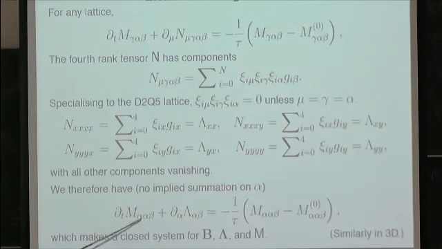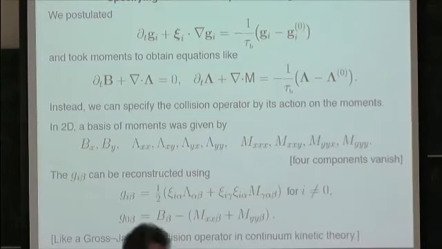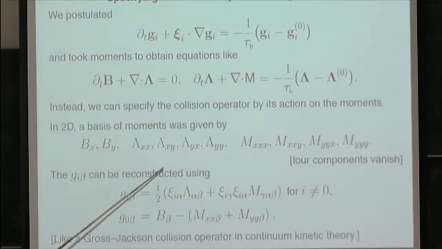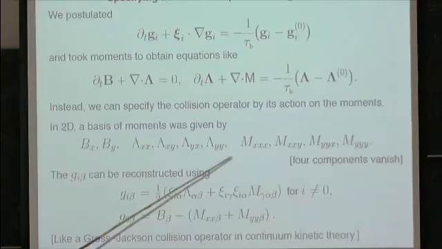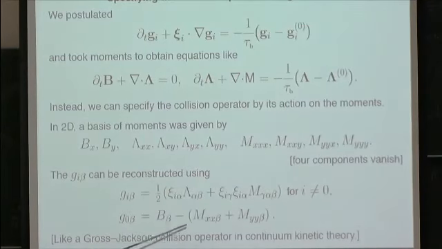So I get an evolution equation for M coupled back to lambda, just as the evolution equation for lambda involved M. And this all works pretty much the same in 3D. It's just more to write out. So now what I'm going to do is work out what collision operator I want by specifying its action on these moments, and then I can reconstruct the distribution function.